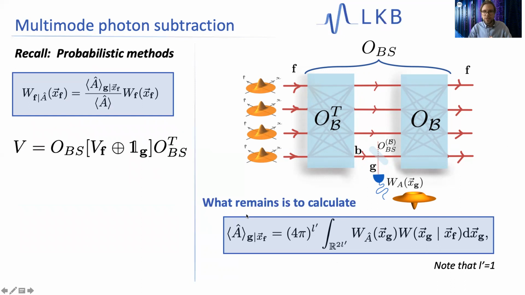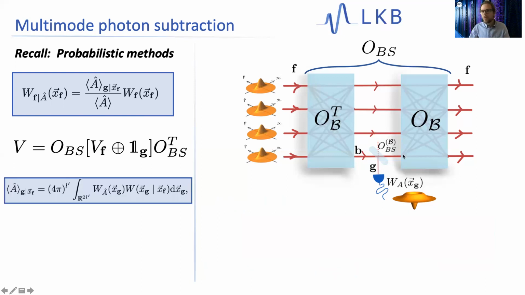What we now need is to calculate this conditional expectation value. WA is given here by this Fock state, and this conditional Wigner function, or conditional probability distribution, I can obtain by taking the Schur complement of this covariance matrix here. Note, because I only have one mode in G, I just set this L prime here equal to 1. This counts the number of modes in G. On top, I'm going to have to take the limit of this beam splitter where the reflectivity goes to 0 and the transmittance goes to 1.